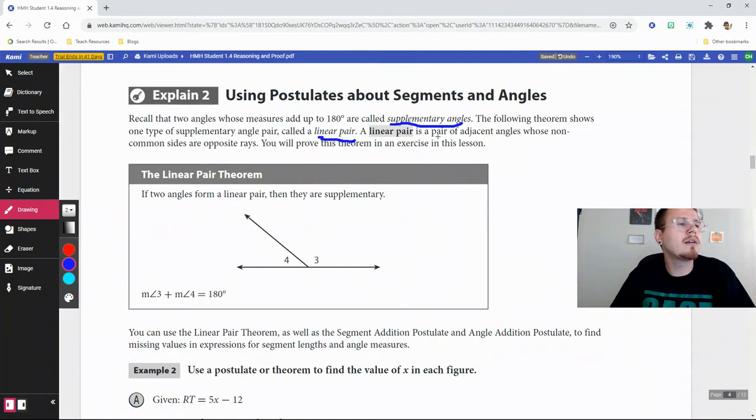A linear pair is a pair of adjacent angles whose non-common sides are opposite rays. Sometimes you can get bogged down in the math verbiage, so make sure that we figure out what that means to us. Non-common sides are opposite rays. So here we go. The linear pair theorem, there's an R in there. If two angles form a linear pair, then they are supplementary. In a conditional statement, if and then. So if they form a linear pair, they have to be supplementary. So you could say that all linear pairs are supplementary, which is what we've learned already.